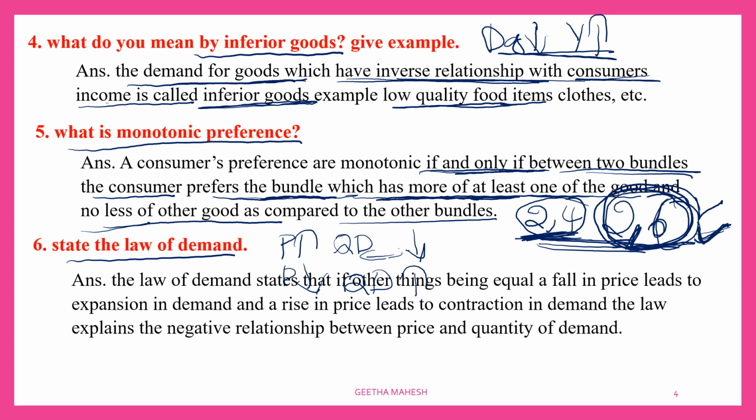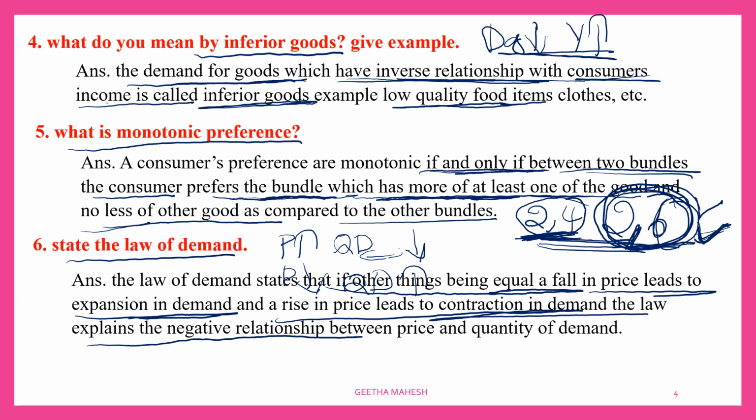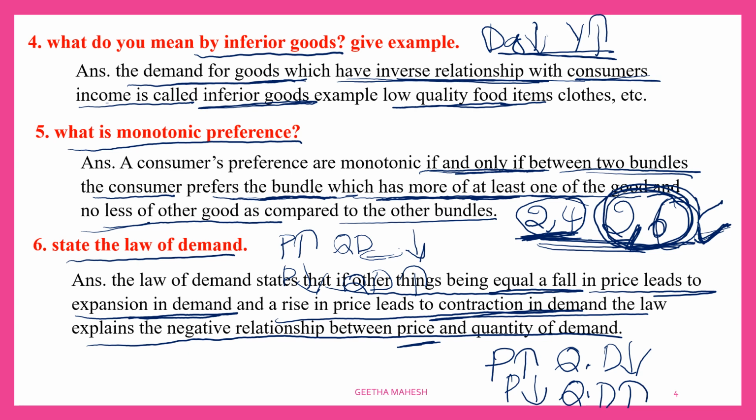So here, other things being equal, a fall in price leads to expansion in demand, and a rise in price leads to contraction in demand. This explains a negative relationship between quantity demanded and price. So it brings an inverse relationship or negative relationship. As price increases, quantity demanded decreases, and when price decreases, quantity demanded increases.